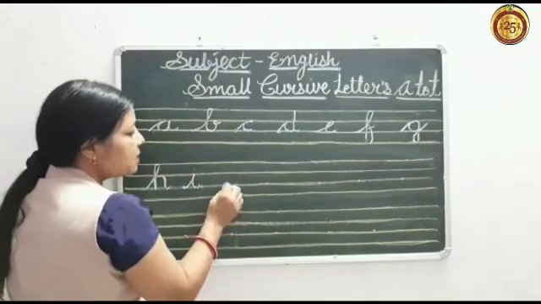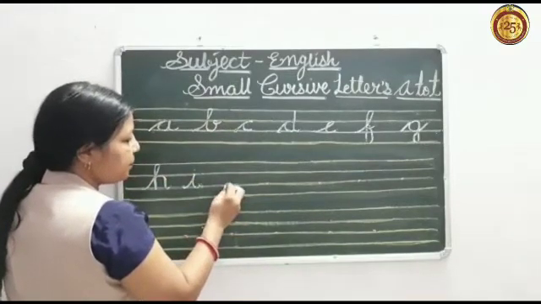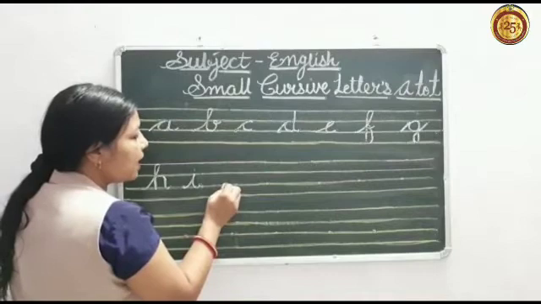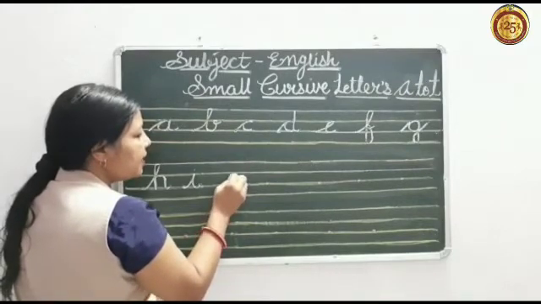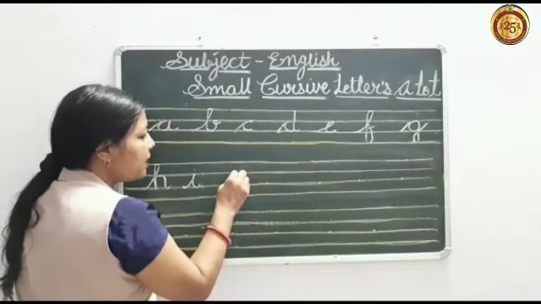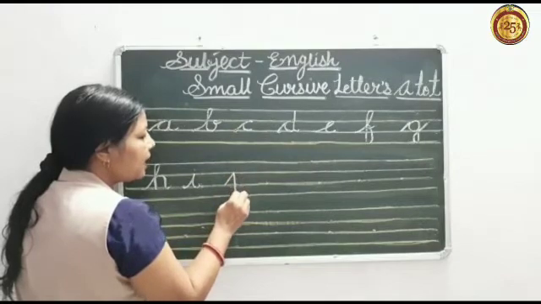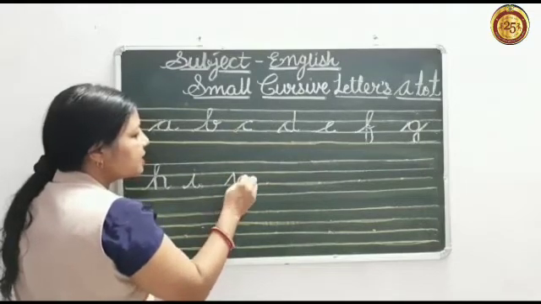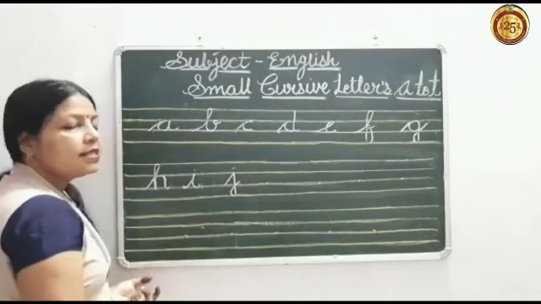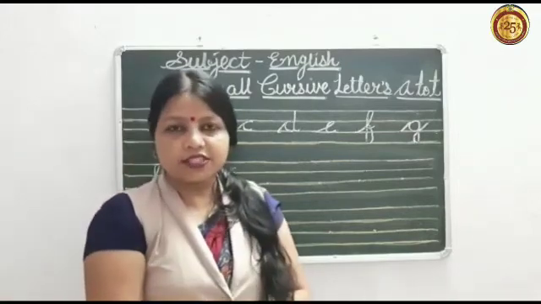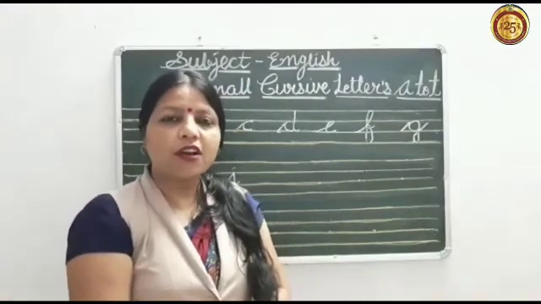We will write here small cursive letter J. Put your pencil here on second blue line. Take it upward, touch the first blue line, come down, touch the red line, then turn it like this, put a dot here. This is small cursive letter J. J for jug, J for jungle.